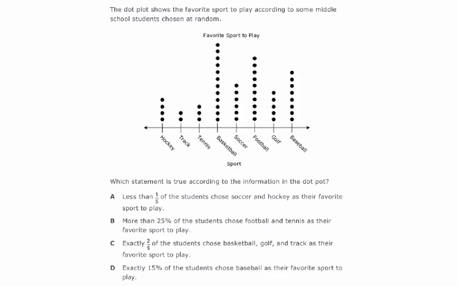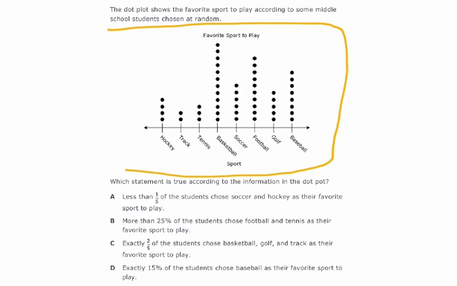The dot plot shows the favorite sports to play according to some middle school students chosen at random. So we have favorite sports to play here on this dot plot. And we'll go down to the question. Which statement is true according to the information in the dot plot? So another one where we need to read the different statements and see which one is true. Important to read this carefully. Which statement is true according to the information in the dot plot?